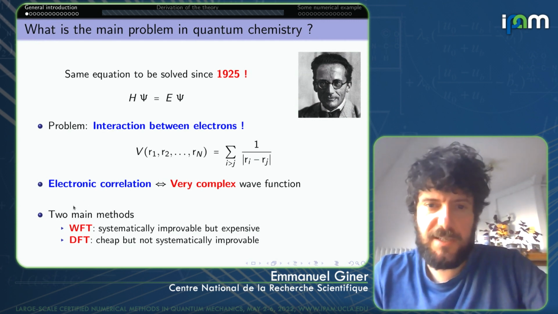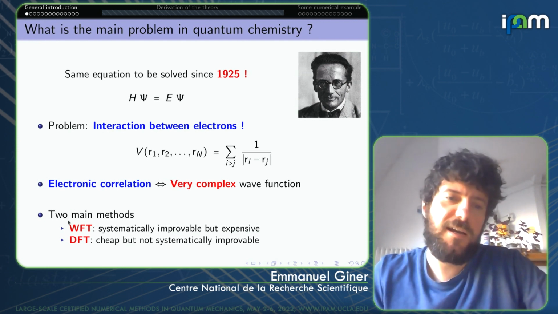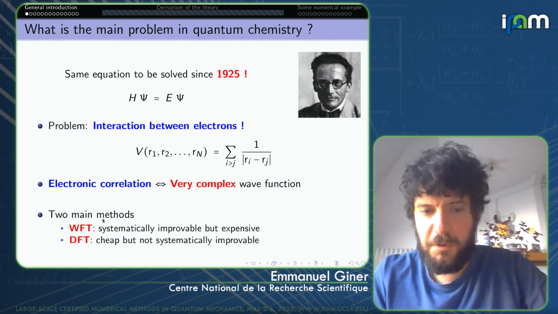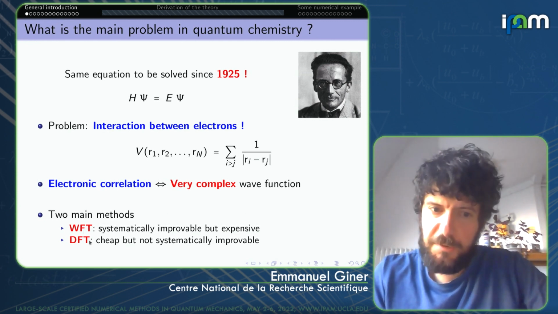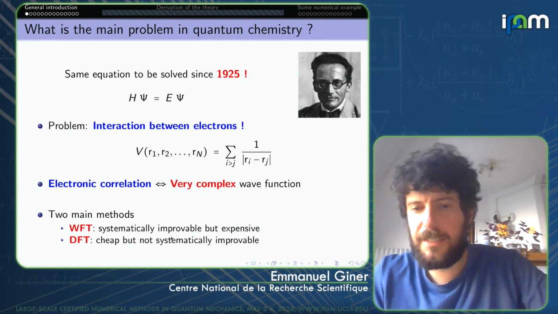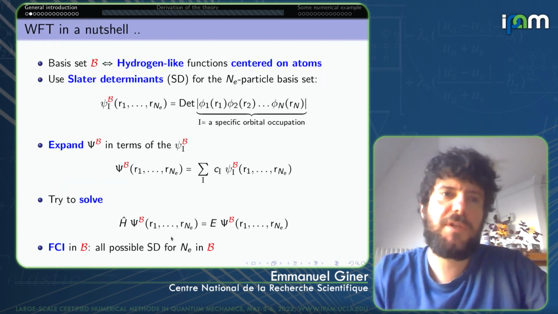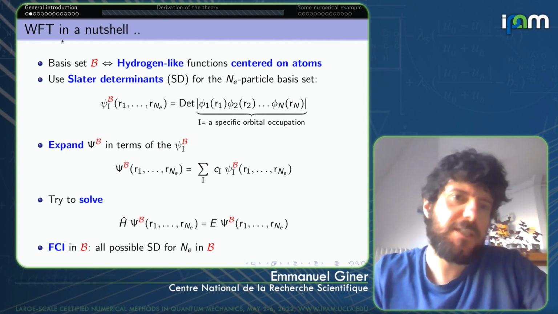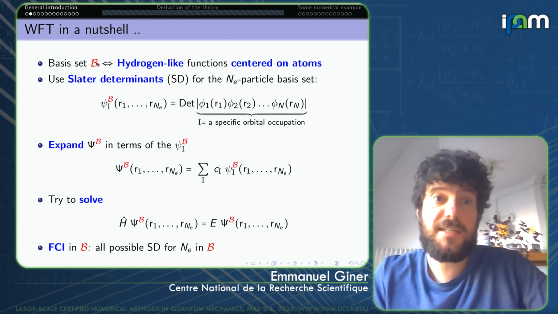And so to deal with this complicated problem, we have in quantum chemistry, at least, essentially two methods. So wave function theory, which is systematically improvable but expensive, and density functional theory, which is cheap but not systematically improvable. So just in order for everybody to rely on the same ground, I will just introduce wave function theory in a nutshell. So the first thing in wave function theory is the basis set.